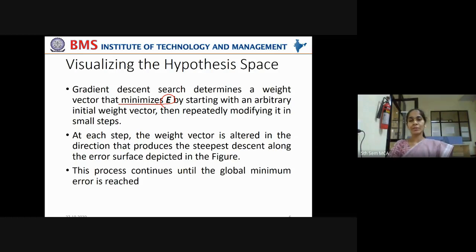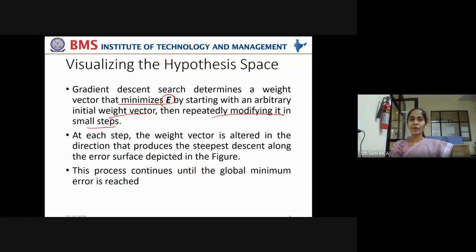Okay, E is the error measure, starting with arbitrary initial weights, right? Initially, we don't know what the weights are. The model doesn't know what the weights are. So it will start with some random weights, say 2, 3, 4 or 5, 6, 7 like that. Then repeatedly modifying it in small steps. That step is called the learning rate.